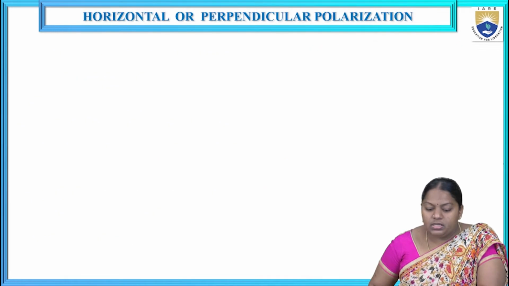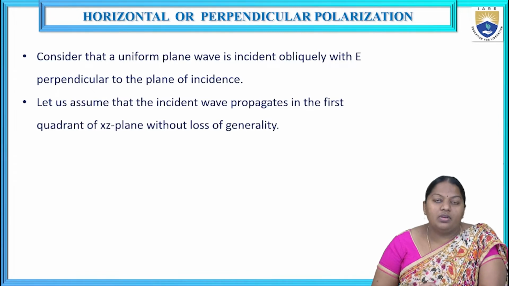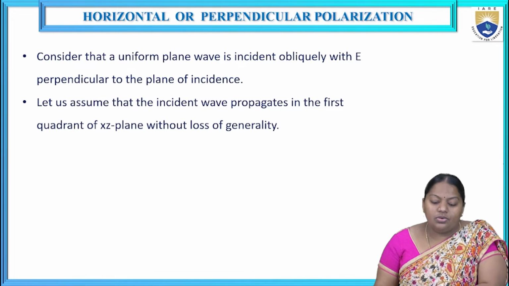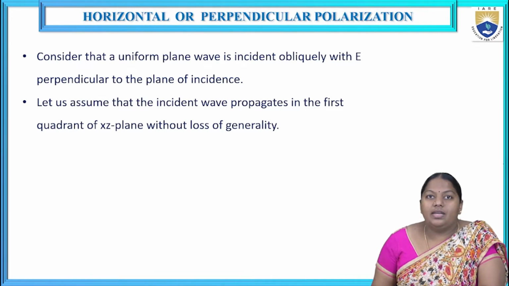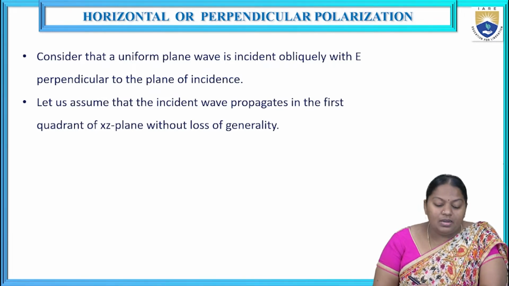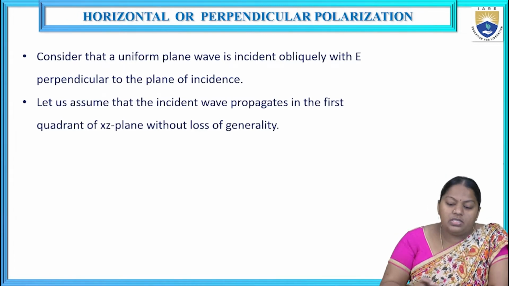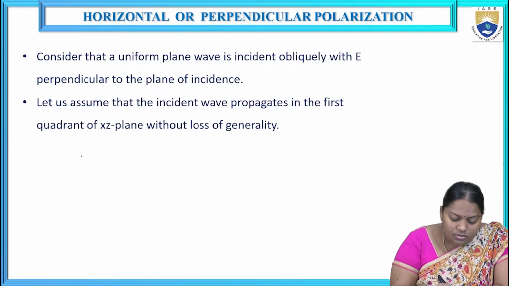Now depending upon this, we will draw the three propagation vectors of the incident wave, reflected wave, and transmitted wave. So consider that a uniform plane wave is incident obliquely with E perpendicular to the plane of incidence, related to perpendicular polarization. Let us assume that the incident wave propagates in the first quadrant of the xz plane without loss of generality. So first I am going to draw the incident wave propagation vector.